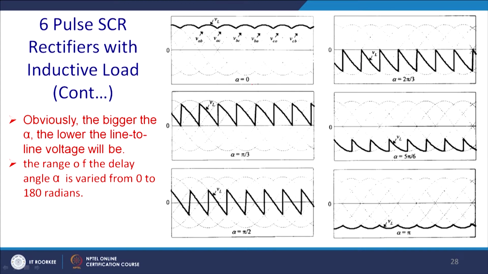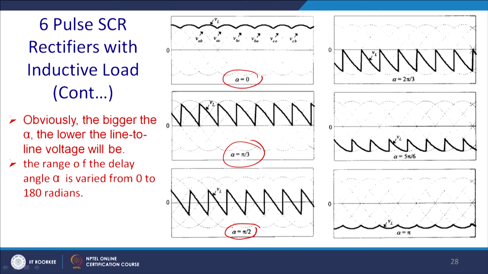So, this is the case where alpha equal to 0, you get this kind of load voltage, and this is the case for alpha equal to 60 degree. After that, this is the pattern you will get, till that point you will get a 6 pulse, and this is a pattern where alpha equal to pi by 2.